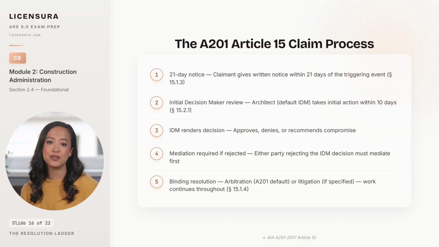Through every one of these 5 steps, A201 Section 15.1.4 requires the work to continue. The party that stops working during a dispute becomes the party in breach.